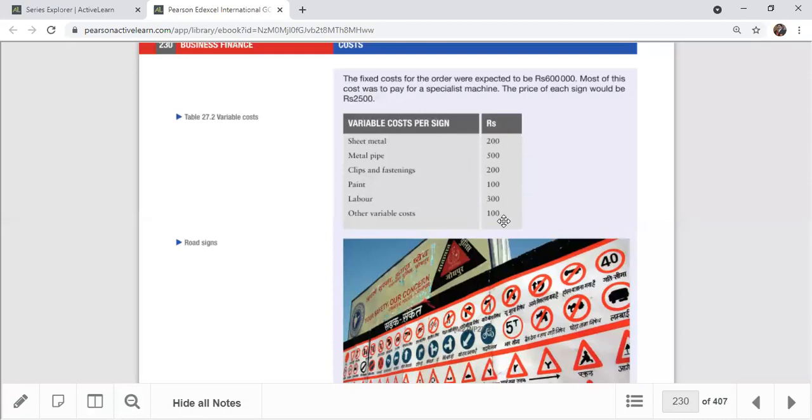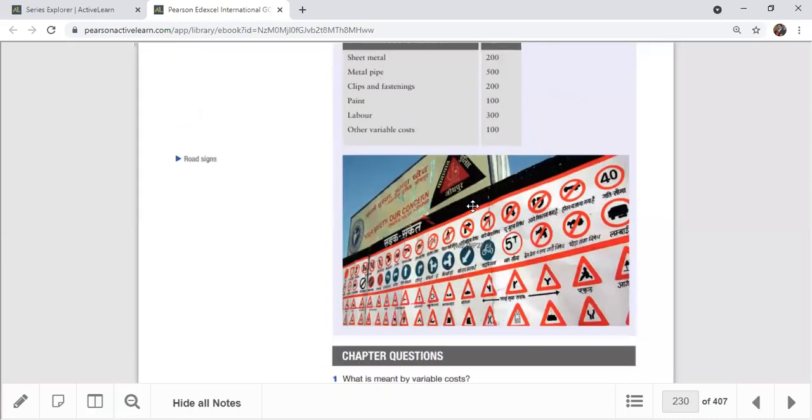So altogether, if you add them up, you can find the total variable cost: 200 plus 500, 700; 700 plus 200, 900; 900 plus 100, 1,000; 1,000 plus 300, 1,300; 1,300 plus 100, 1,400. That means variable cost per sign is 1,400. Selling price is 2,500, and they are selling the order of 1,000 signboards mentioned on the previous page, and their total fixed cost is 600,000. So they are asking some questions.